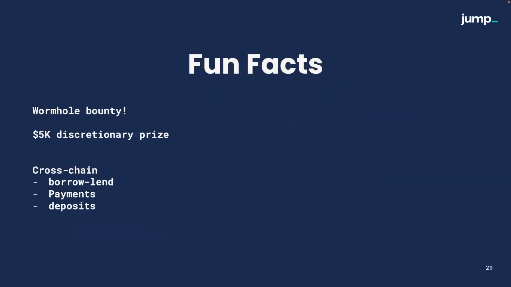And for the hackathon, we're offering a Wormhole bounty, which is a 5K discretionary prize, and it's for building on top of Wormhole. And some really cool ideas that you can implement are cross-chain primitives like cross-chain borrow lend, and you can use the example Wormhole lending repository if you're building a cross-chain borrow lend protocol, cross-chain payments or cross-chain deposits. And for cross-chain payments or cross-chain deposits, you can use the X-chain deposit repo that's on GitHub as well for reference as you write contracts in CosmWasm or Rust.